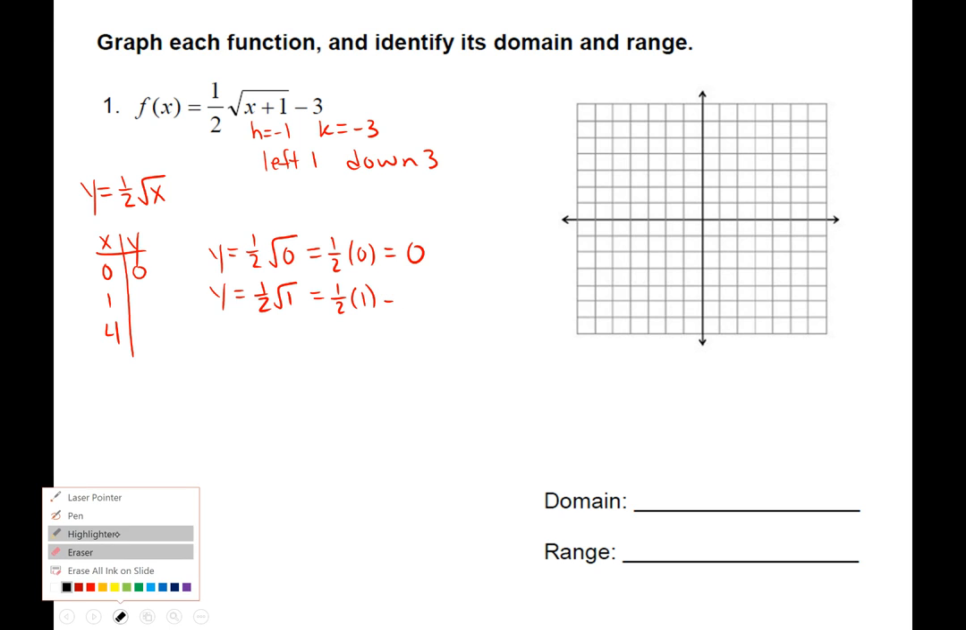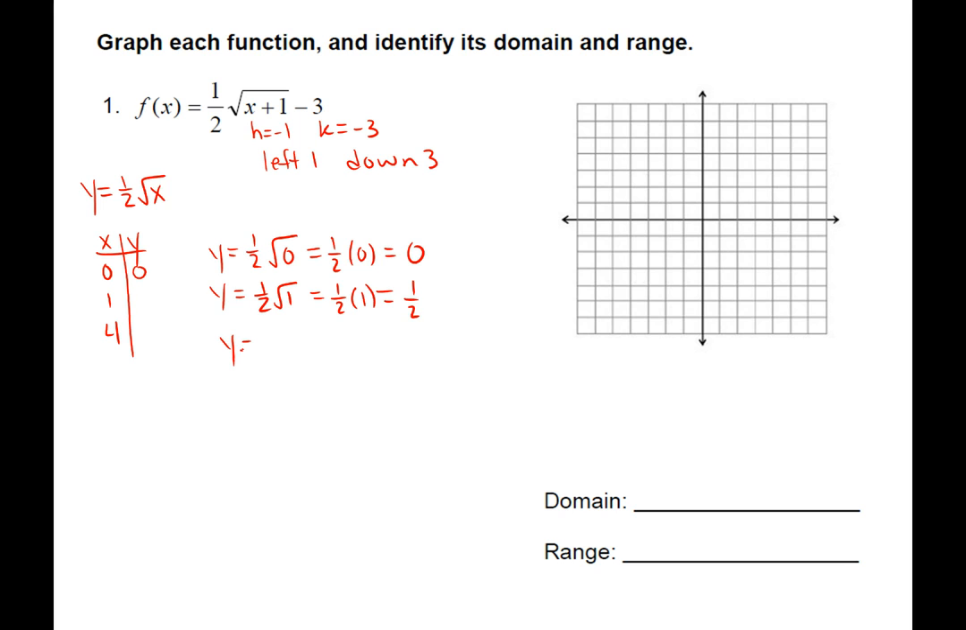Okay, so the square root of 1 is 1. Multiply it by the half there: 1/2 times 1 is 1/2. Then I have the square root of 4, which is 2, and 2 times 1/2 is going to give me 1. So 1/2 here and 1. Then we're going to put those points on the graph: 0, 0, 1, 1/2, and over 4, up 1.